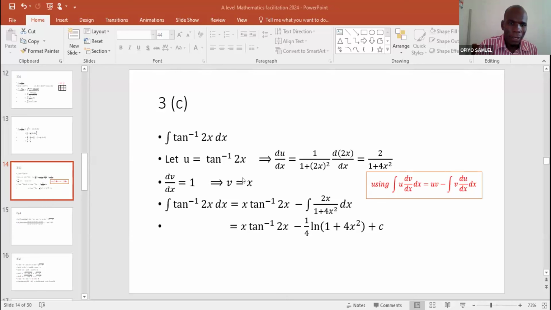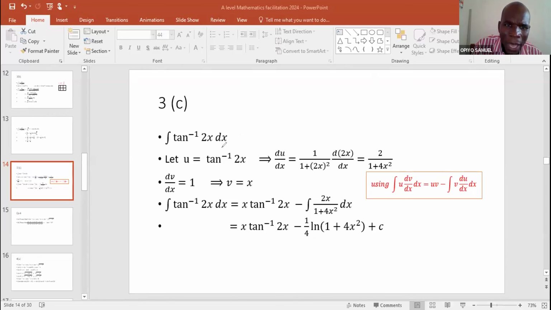Excuse me, sir. The issue is from after letting tan inverse of 2x to be u. So I just found that explanation for du over dx equals 1 over 1 plus 2x, all of it squared. So that's the explanation there. Okay, thank you. I got your concern. It is like this.